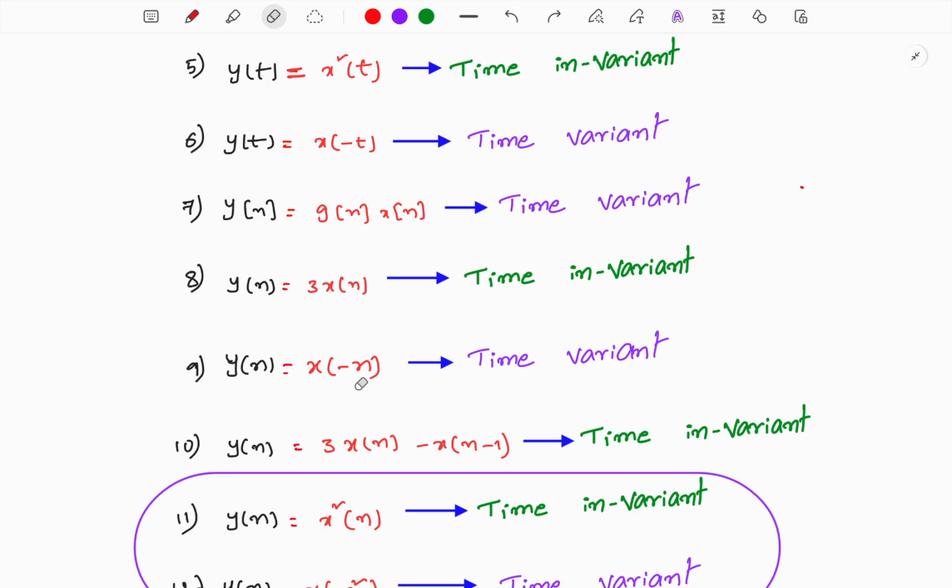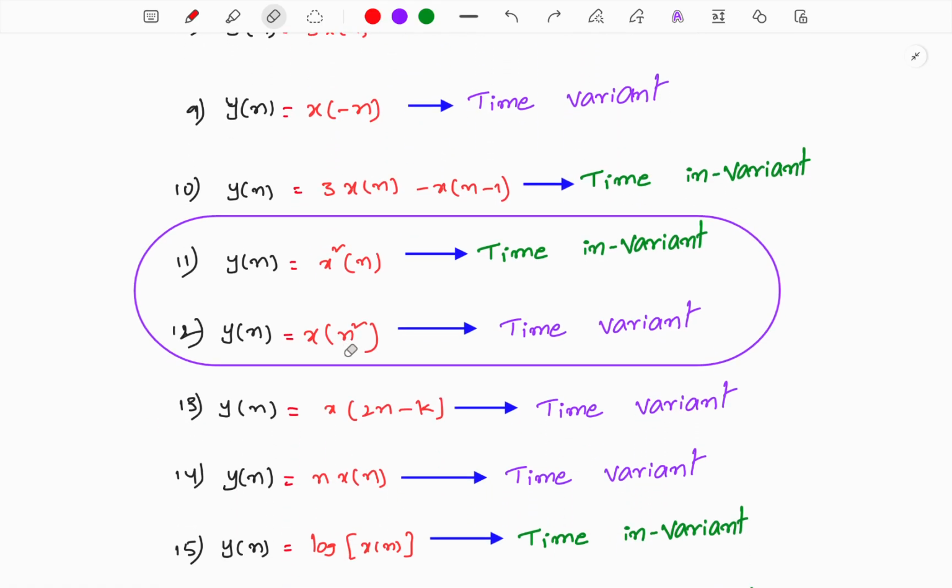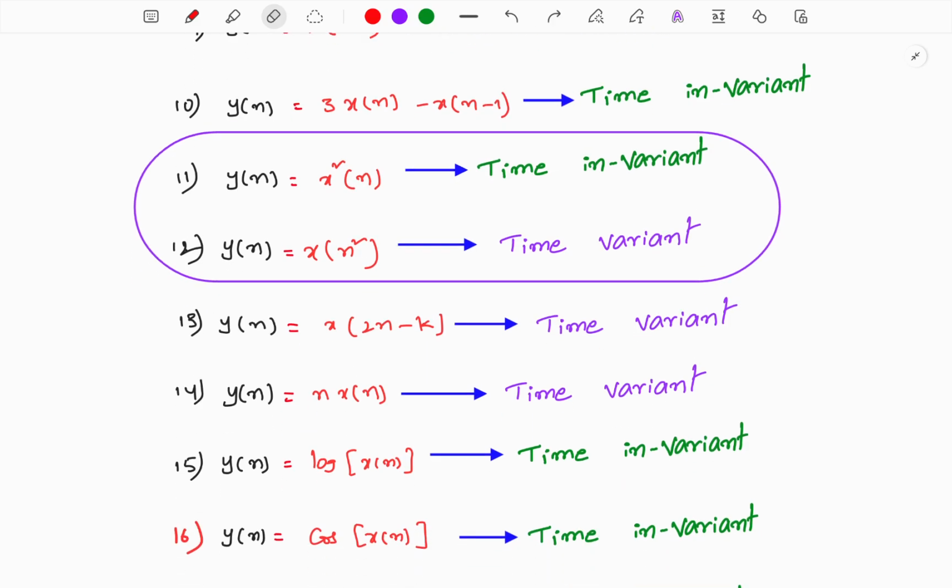Next, time reversal also gives a time variant system. Next, time squared. If discrete time is squared, meaning any square or cube is present in discrete time, then the system becomes a time variant system. Similarly, here we have already seen time scaling. If time scaling is involved, then the system becomes time variant. Here another function of n is present, so the system becomes a time variant system.